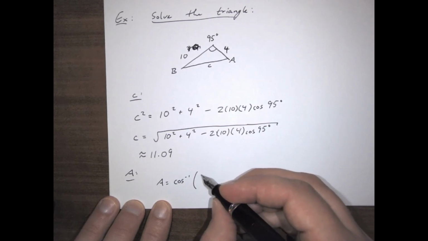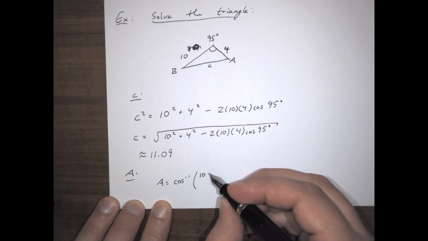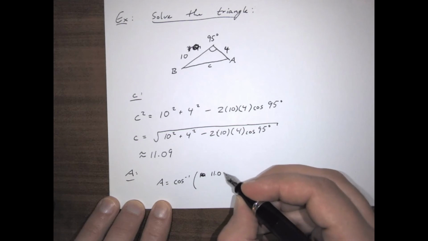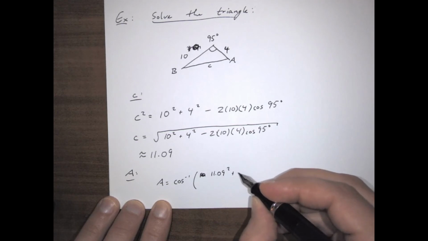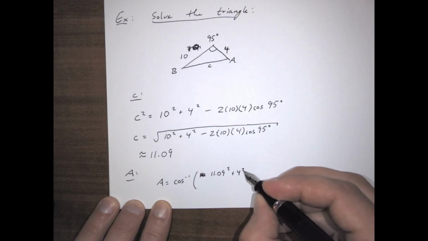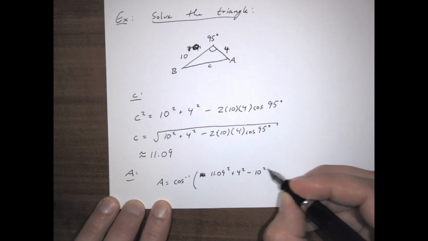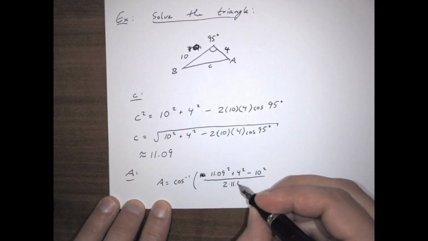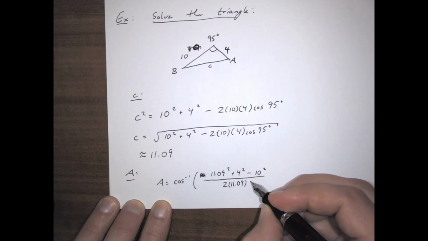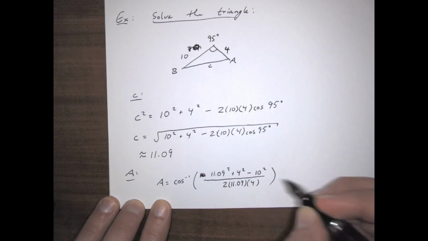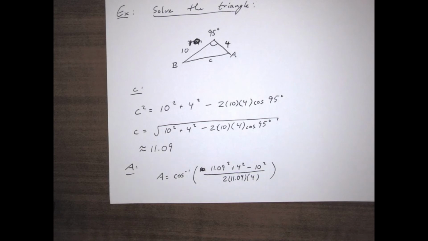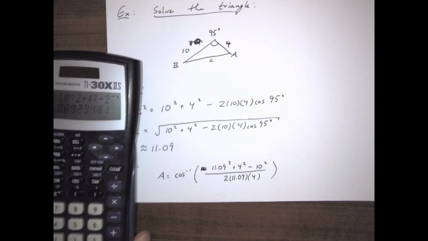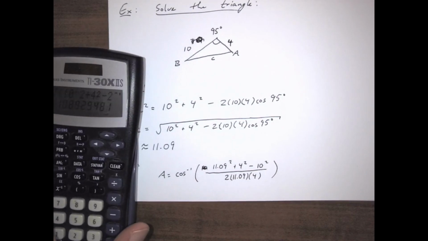Cosine inverse of, and then it's just the other two sides. Sorry, it's the C that we just found. 11.09 squared plus the 4 squared minus 10 squared, all divided by 2 times 11.09 times 4. The only danger here is parentheses. You might end up with some bad parentheses if you are not careful. So let's just see how this goes.